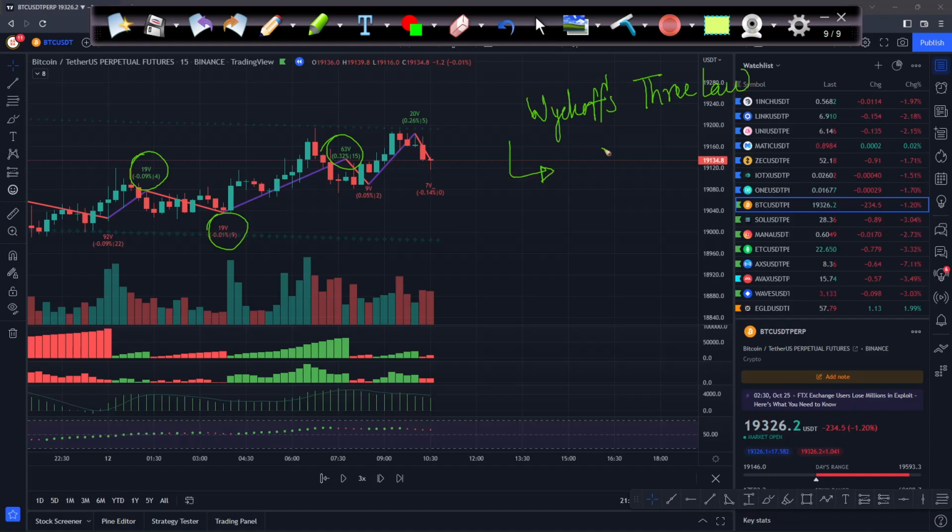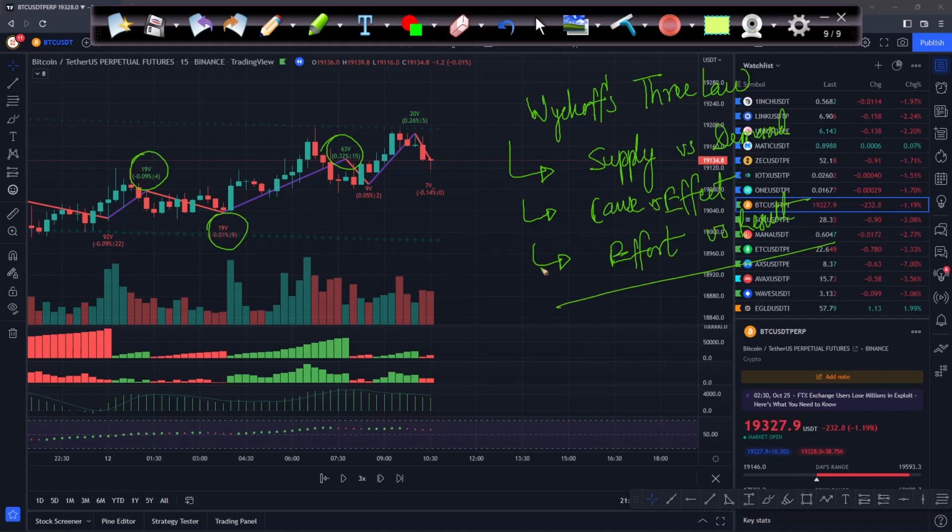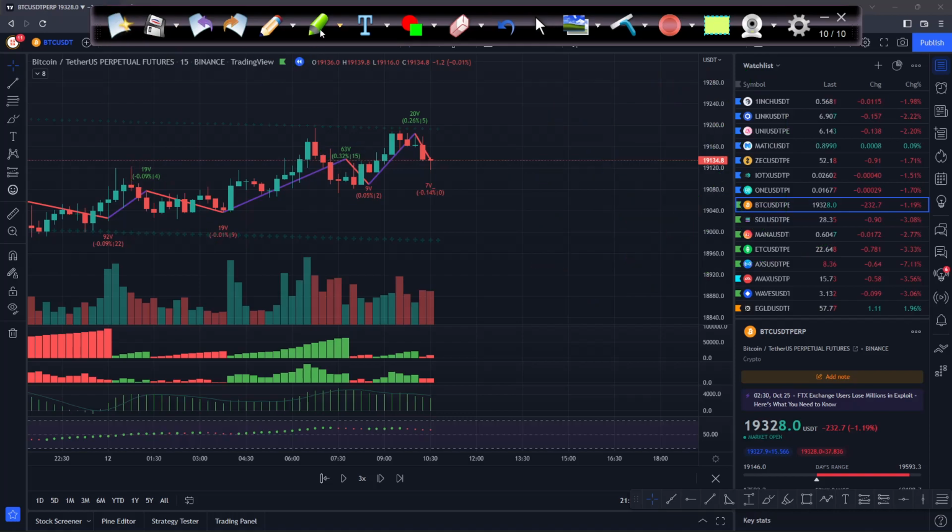the first one is supply versus demand. The second is cause versus effect. And the third one is effort versus result. We'll be applying these concepts again and again and over again.